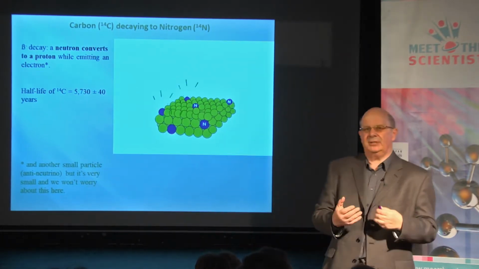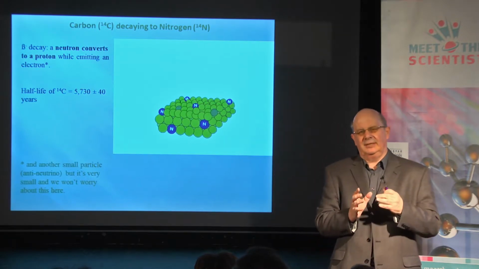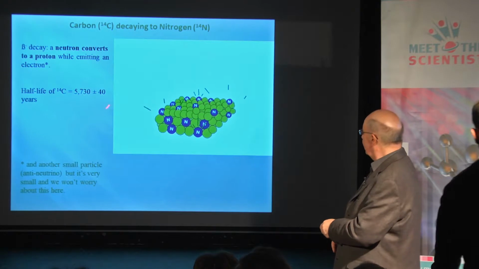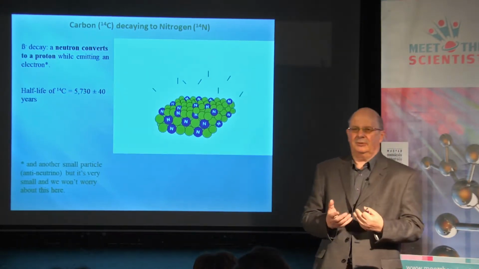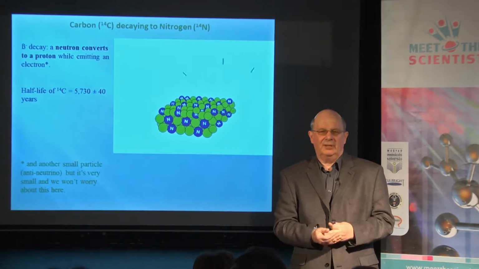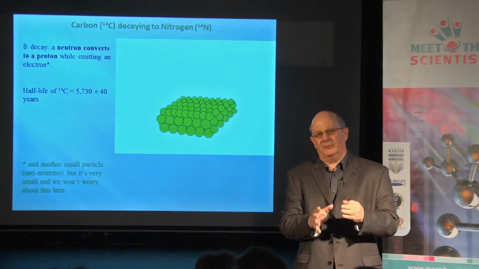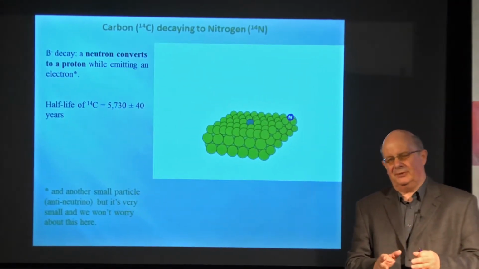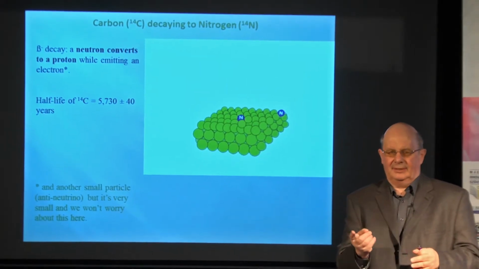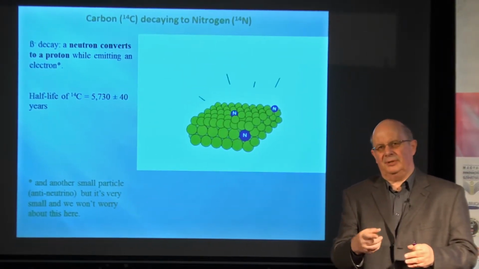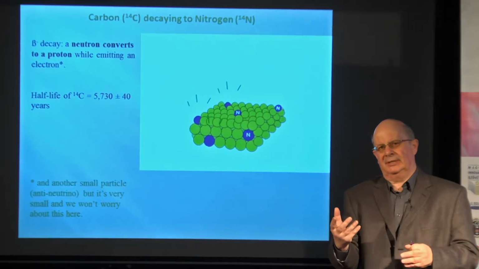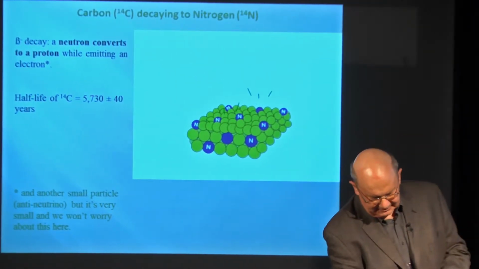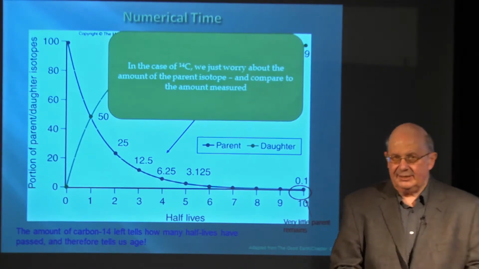So the idea is that the carbon-14 decays with time. It has a half-life of this number, 5,730 years. This means that 1/2 of the carbon-14 decays in this time, 5,700 years. If we wait another 5,700 years, 1/2 of the remaining amount decays. So then we have 1/4 left. And it should look like this.